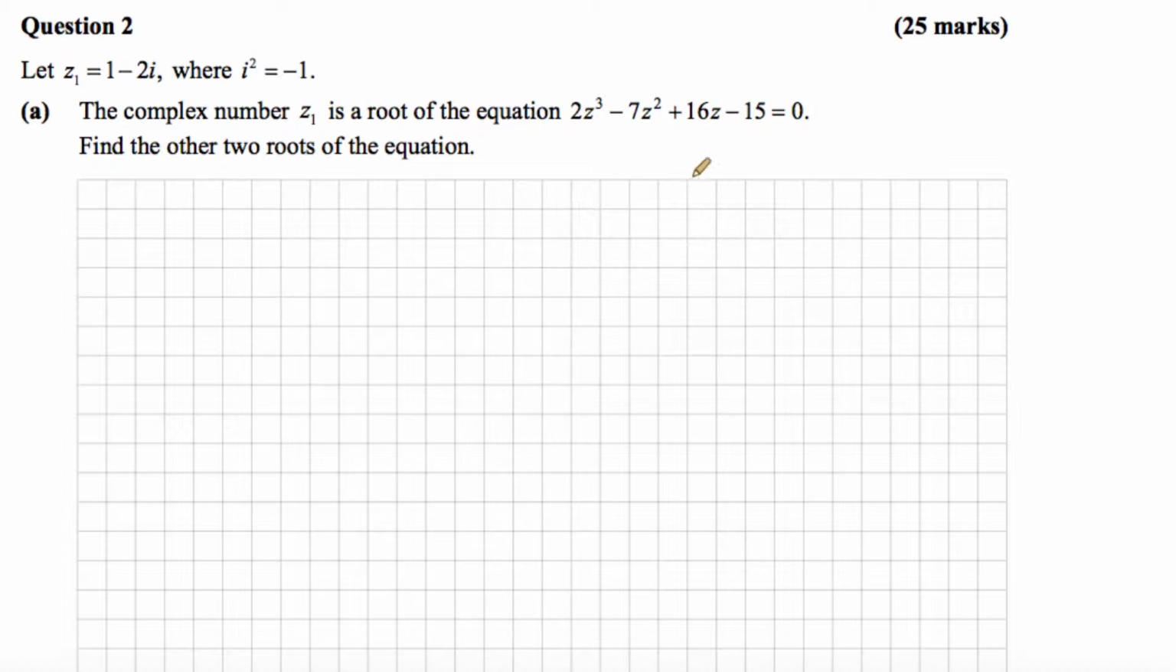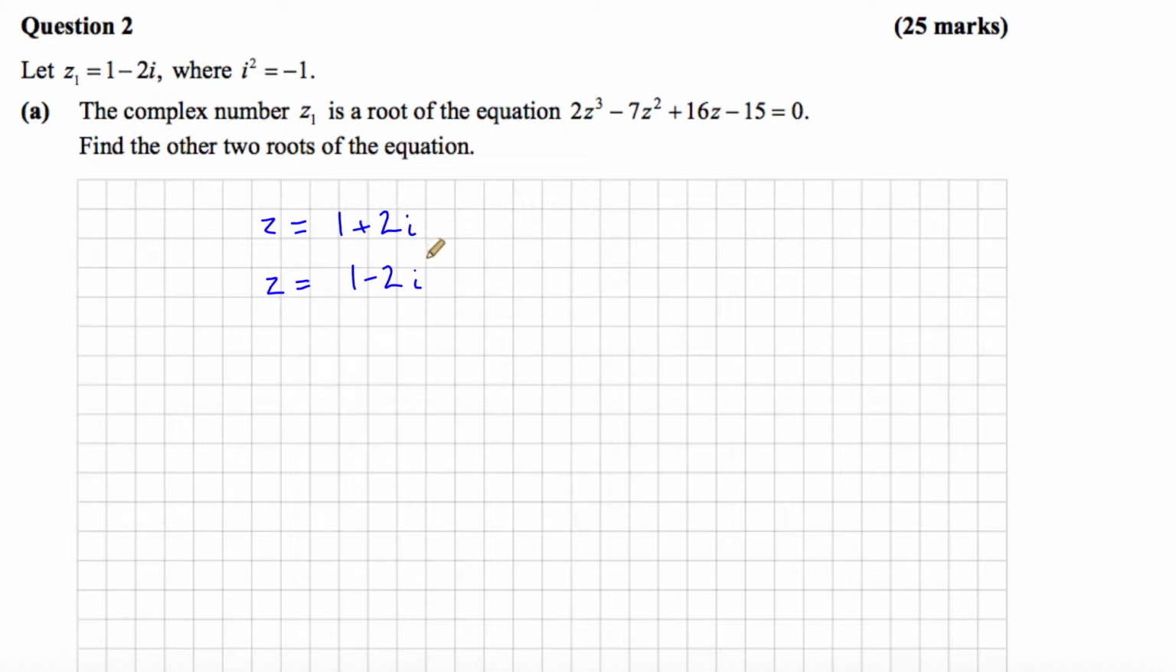So this is a cubic equation. z is the unknown, so we're looking for z. Now we know one of the solutions for z, which is 1 minus 2i, and that's complex. So for equations like this, if you have a complex solution, another solution would be the conjugate of that. So another solution would be the complex conjugate of 1 minus 2i, which is 1 plus 2i. So that's one solution. The other solution was given, which is 1 minus 2i. That's the one given in the question.